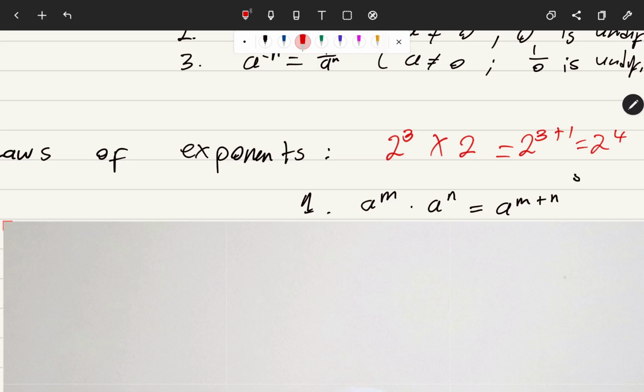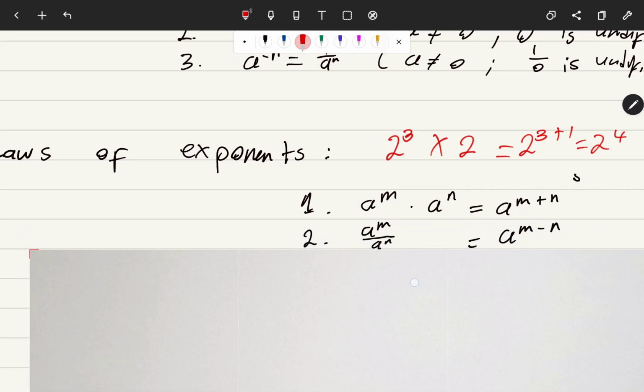The second one is quite the opposite of the first one. Here we have the same base, but we are dividing instead of multiplying, and you see that the answer is subtraction. A to the power of m over a to the power of n, that answer is a to the power of m minus n, right?